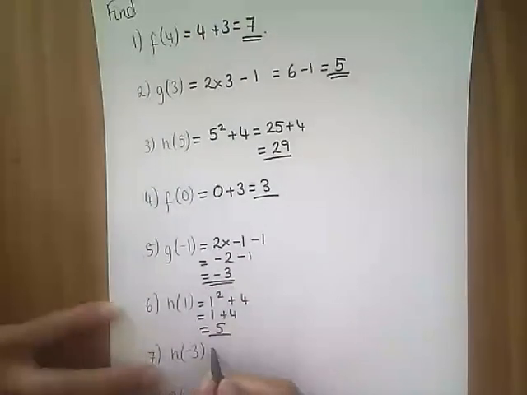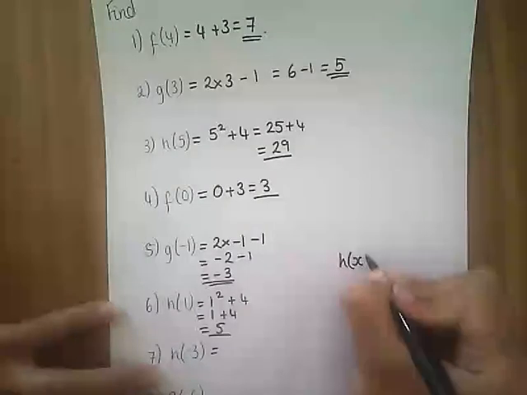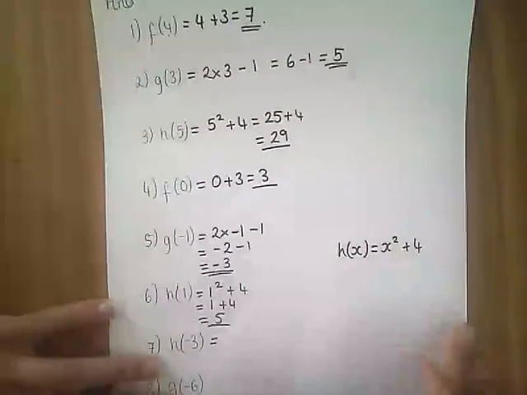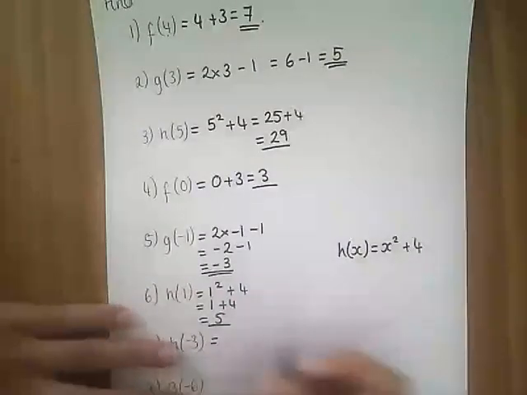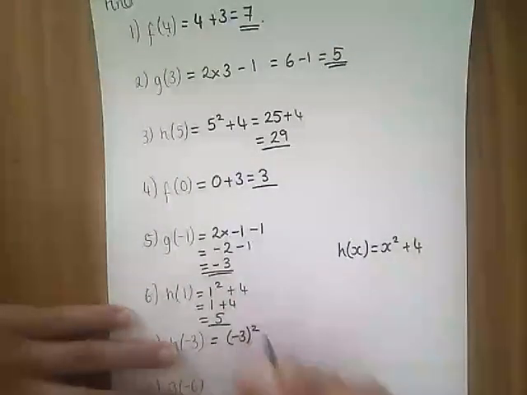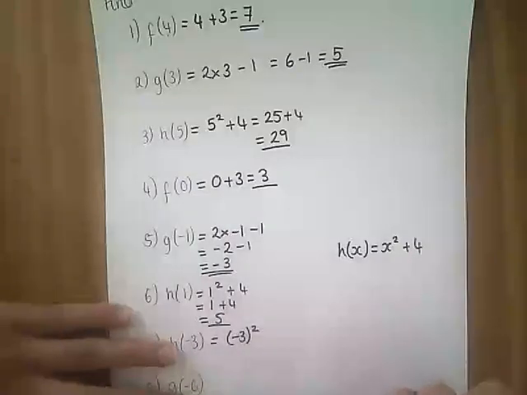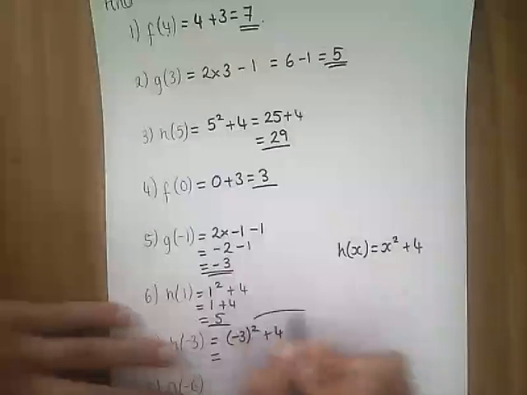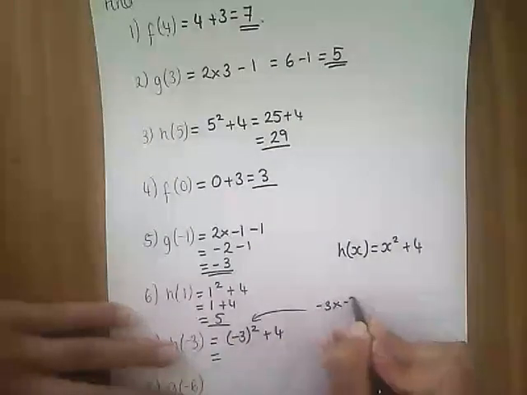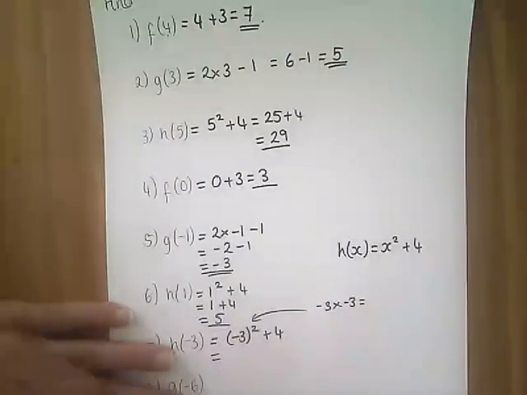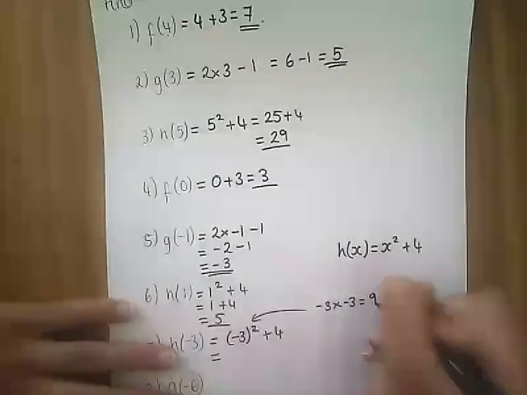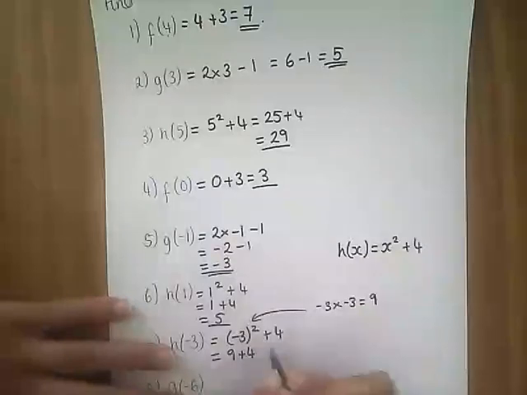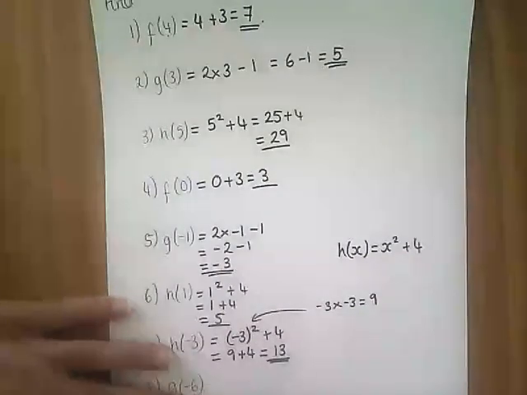H of minus 3. Now h of x, let me rewrite it over here so you can see it. H of x is x squared plus 4. So I've got to do minus 3 squared plus 4. Now, when you're putting a minus in, you've got to square it. I would put it in brackets. So it's (minus 3) squared plus 4. Minus 3 squared means minus 3 times minus 3. A minus times a minus makes a plus, so that becomes positive 9. So this now becomes 9 plus 4, which is 13.